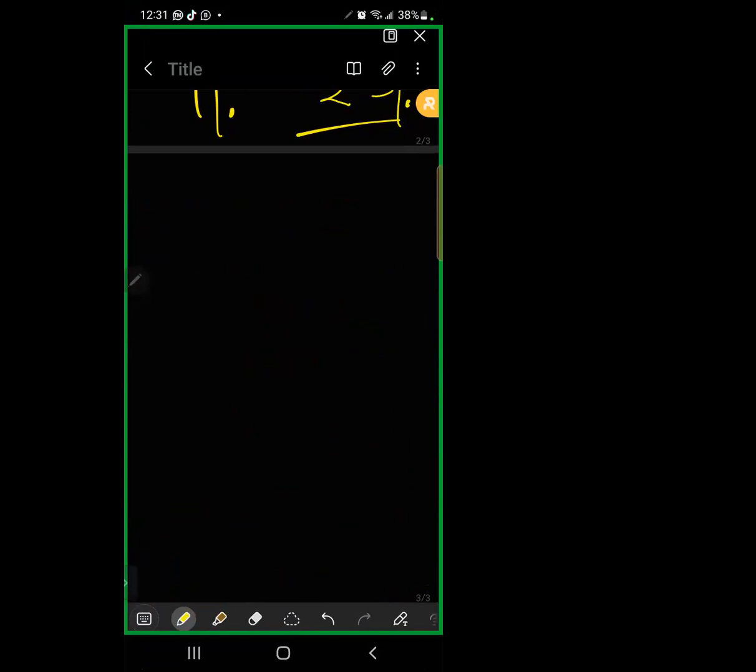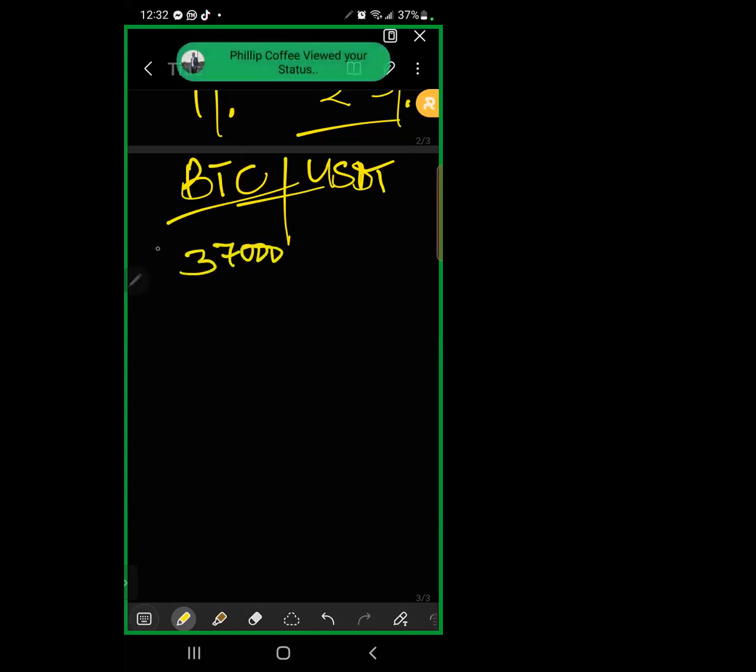Look here. I am buying a coin called BTC, BTC/USDT. This is our trade. The current price of BTC is $37,000. I have given my robot margin calls, different margin calls.